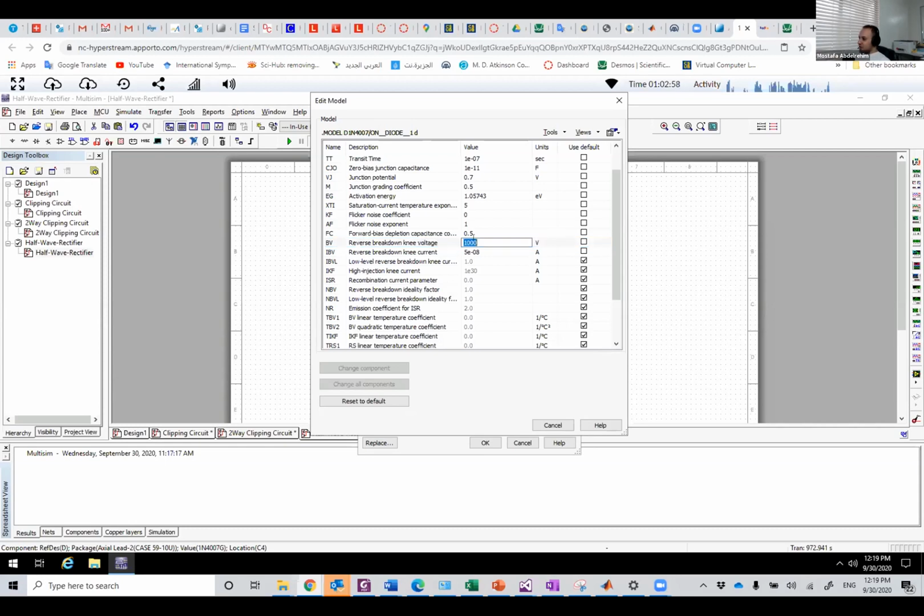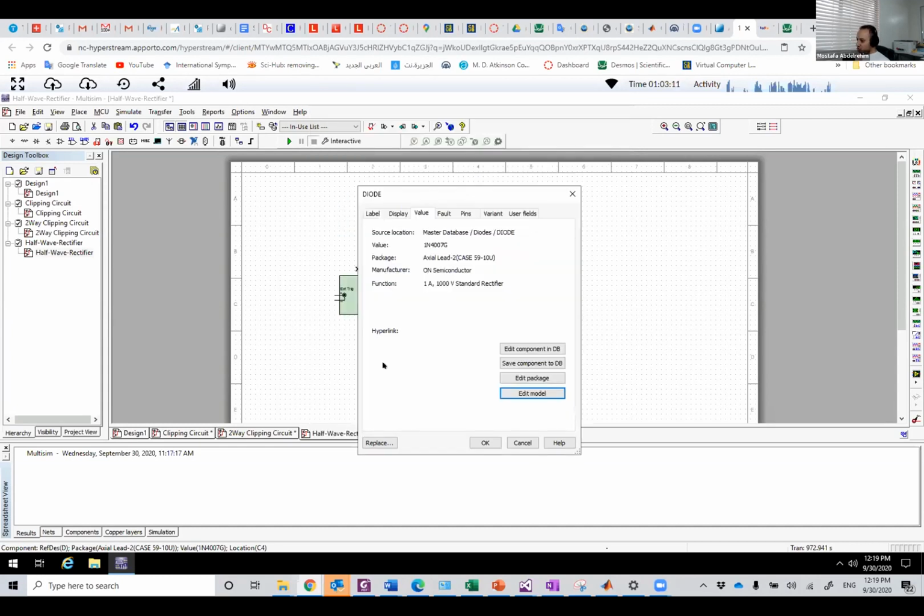You can change it, by the way. So we're going to make it 100. Just click, and that's it. Then choose change component. Now it has 100 volts for the breakdown.